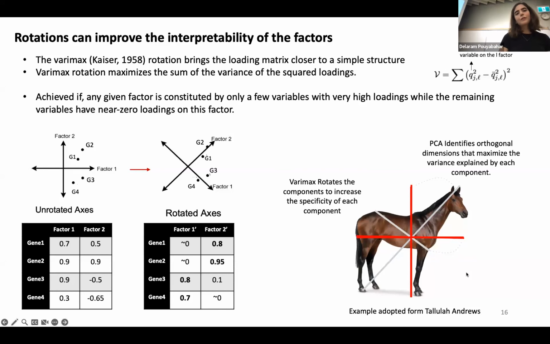And if you apply Varimax to PCA, you will end up with these red axes, which are more specific rather than trying to maximize the variance. If you split the horse using these 2 cuts, you can have a much easier time figuring out what each part represents, rather than splitting the horse using these gray cuts, basically.